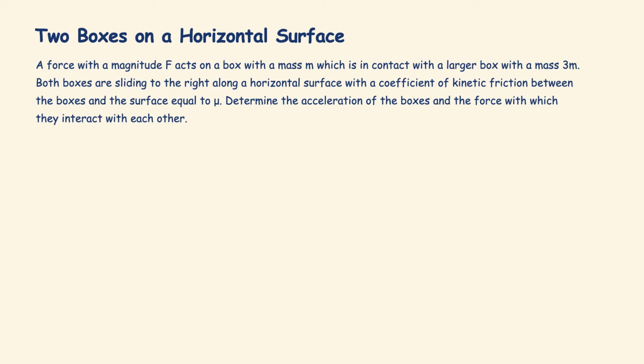Both boxes are sliding to the right along a horizontal surface with a coefficient of kinetic friction between the boxes and the surface equal to mu. Determine the acceleration of the boxes and the force with which they interact with each other.